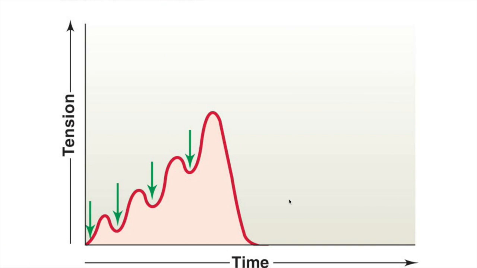This figure shows us what's called wave summation. So if a second stimulus arrives before the relaxation phase ends, the next contraction is greater or stronger. And it's due to the same reason: the calcium has not all been pumped back into the sarcoplasmic reticulum at this point. So this next action potential is going to release even more calcium, and as the calcium concentration builds up, the tension gets stronger.